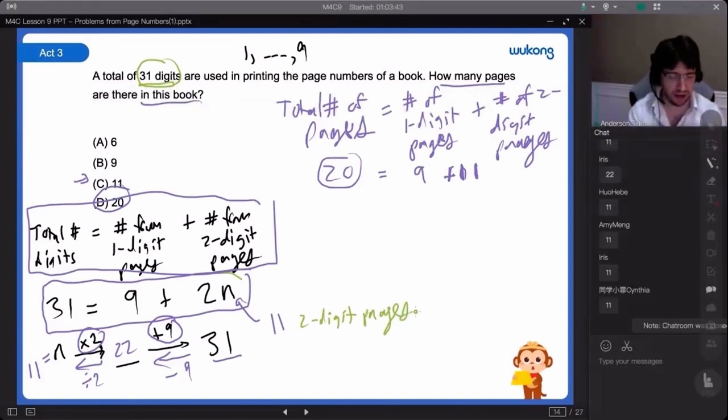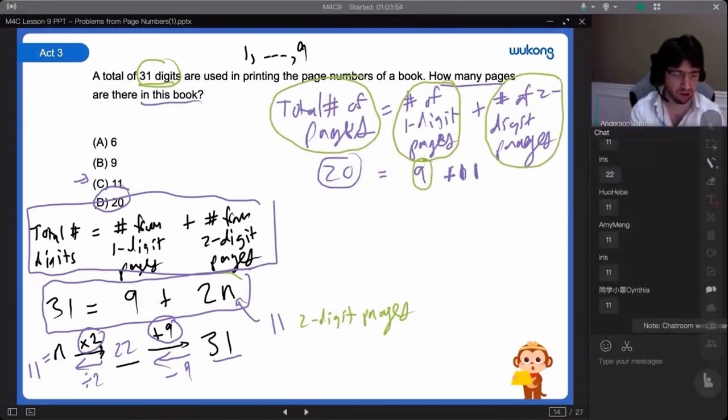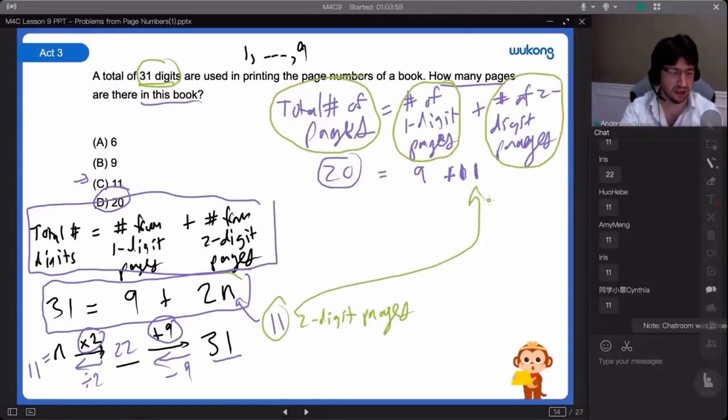So now we can go up here and calculate the total number of pages. It's a total of one-digit pages plus the total of two-digit pages. The first 9 pages have only one digit, and we just learned down here through this calculation that there are 11 two-digit pages. So this gives us a total of 20 pages altogether.